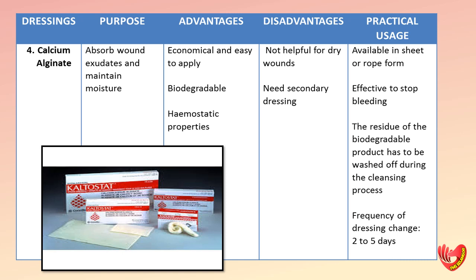Example of calcium alginate is Calcostat. It absorbs wound exudates and also can maintain moisture. It is economical and easy to apply. It has hemostatic properties, so it is effective to stop bleeding wound. However, it is not helpful in dry wounds, and it needs secondary dressing.